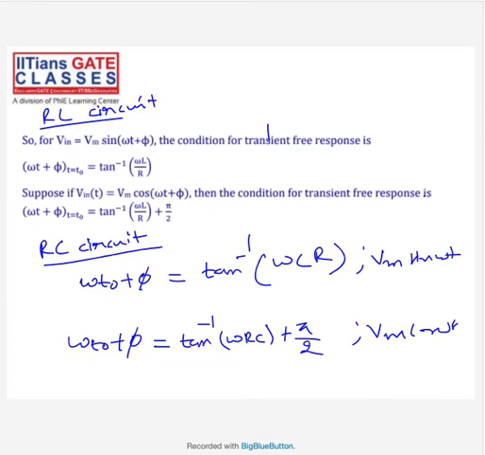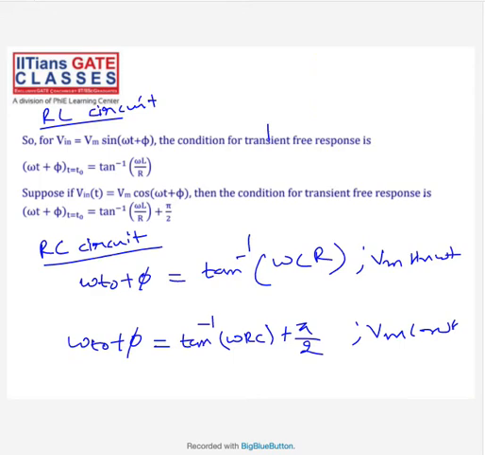In DC, transient free condition is not possible. At zero cross, there is a smooth rise. So because of this, you'll get transient free condition in AC, but not in DC.